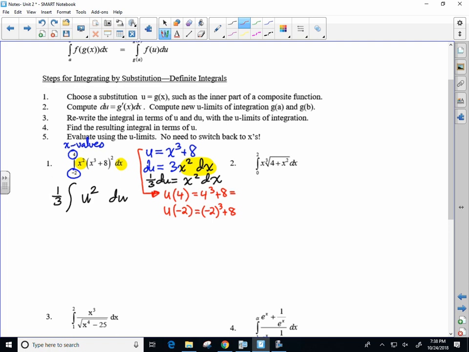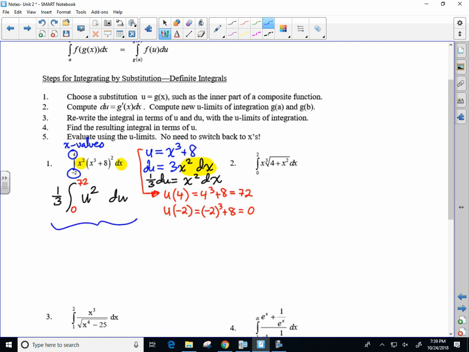Sometimes, this is not always true, I don't want to promise this, but sometimes the bounds get simpler. Like in this case, the lower bound is now a bound of 0. The upper bound is not nice. We're stuck with that. That's what, 72? But anytime you can incorporate a 0 into a calculation, it can't be a bad thing.